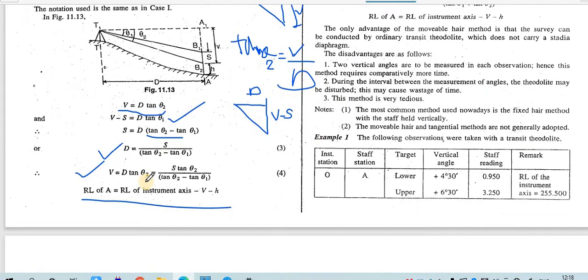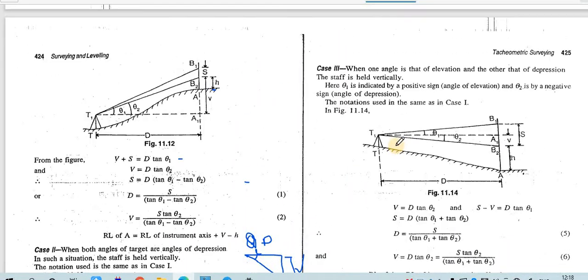Okay, now the third case, when one will be in elevation and one will be in depression. So one angle is that of elevation and the other that of depression. The point in elevation is B1 and the point in depression is B2. So the angle from the instrument axis is theta 1 for B1, and for the second point it is theta 2. From the center to the bottom, the height, as I've told you, is V. The total height from B1 to B2 is S, and the bottom to ground is H.